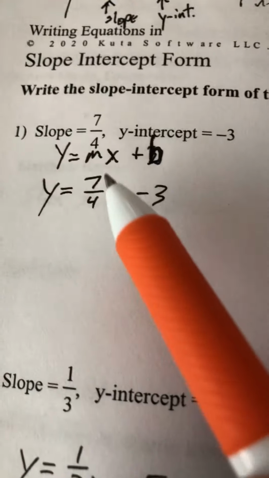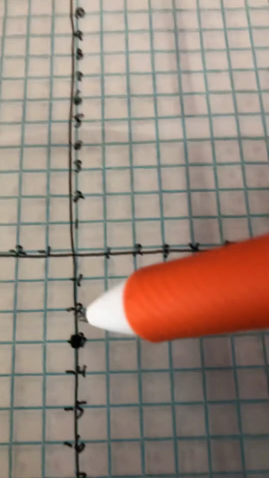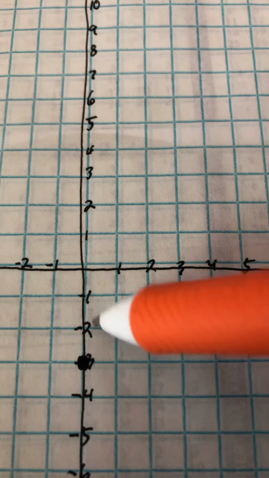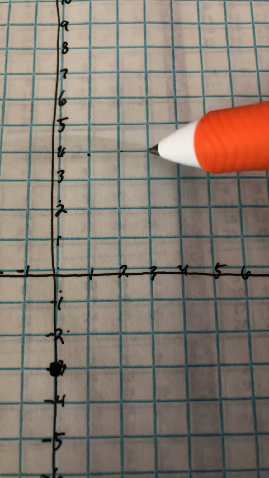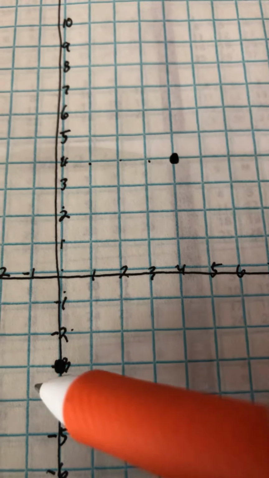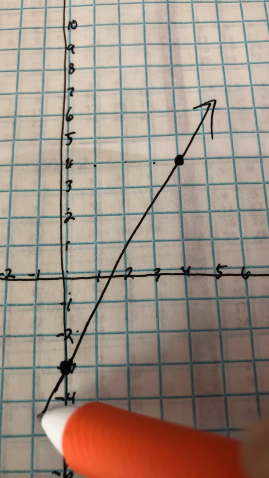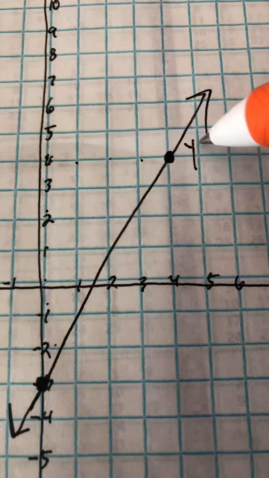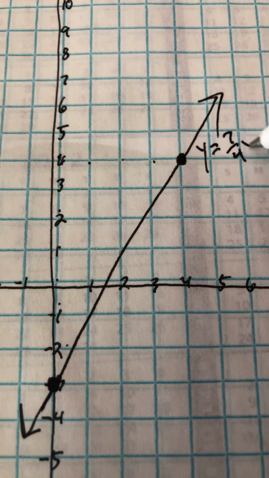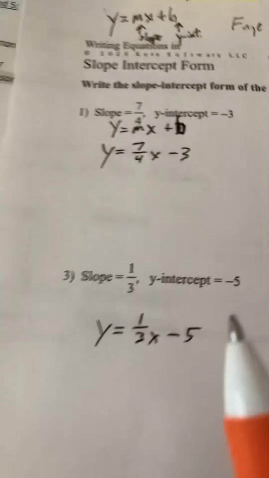And then my slope is the rise over the run, so it goes up 7 over 4. I think you probably have done this before. Up 7, 1, 2, 3, 4, 5, 6, 7, over 4: 1, 2, 3, 4. And then I would connect those dots. My lines aren't the straightest, but that is the graph of y equals 7/4 x minus 3. That's what all this means.